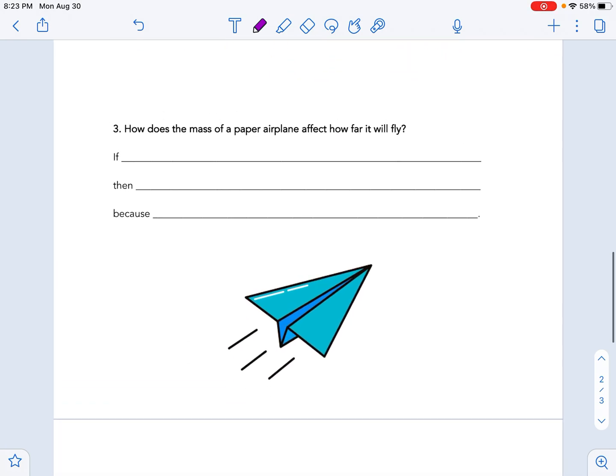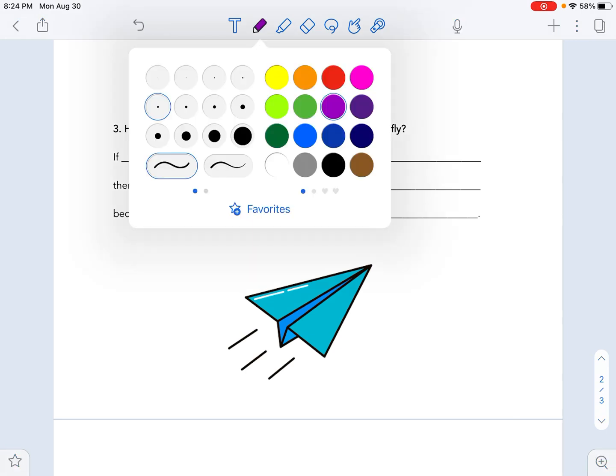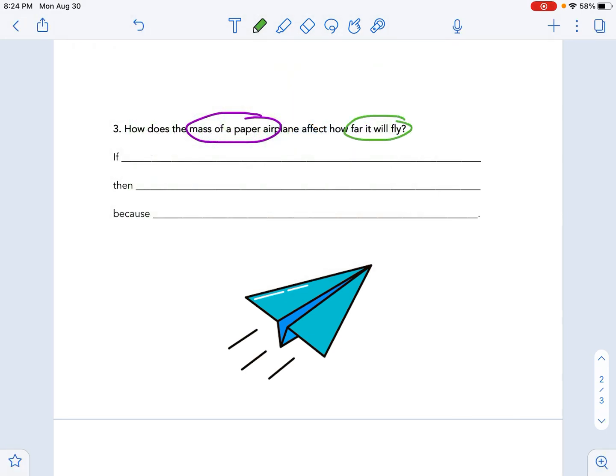Okay, the last one. How does the mass of a paper airplane affect how far it will fly? All right, so what are we purposely changing? Is the mass of the airplane. What are we going to measure? Distance, how far it's going to fly. All right, so we would be running probably two different experiments here, one with an airplane with less mass and one with an airplane that had more mass. So let's choose less mass, okay? So we have two choices here, less or more mass, okay? So let's go ahead and choose this one.